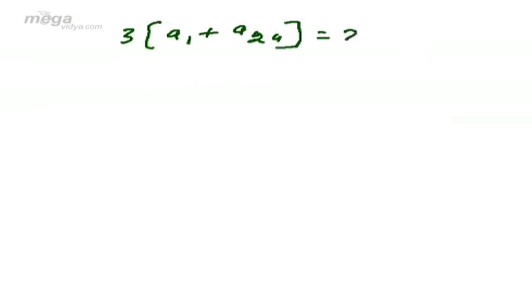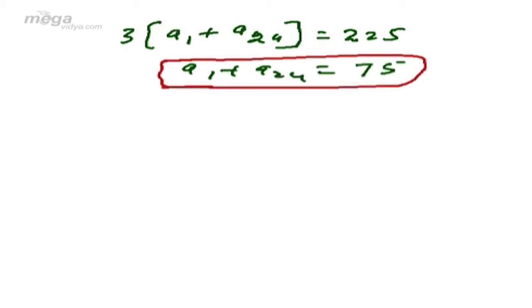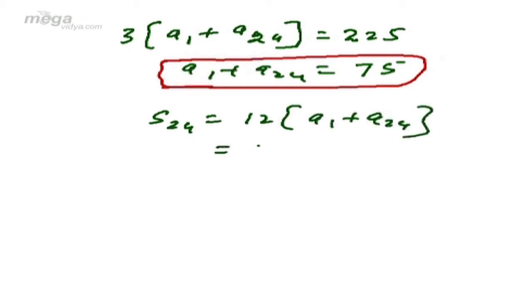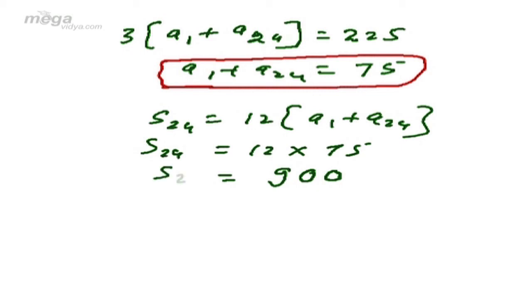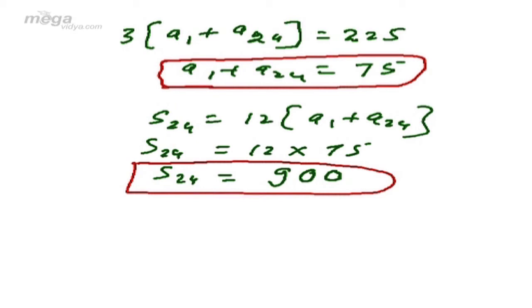Because of this, it becomes 3 times A1 plus A24, and this is equal to 225. Then we get A1 plus A24 is equal to 75. But we have to find the sum of the first 24 terms. Because of this, S24 is equal to 12 into A1 plus A24. It becomes 12 into 75. This becomes 900. This is the sum of the first 24 terms of this AP. This question is related to property number 5.